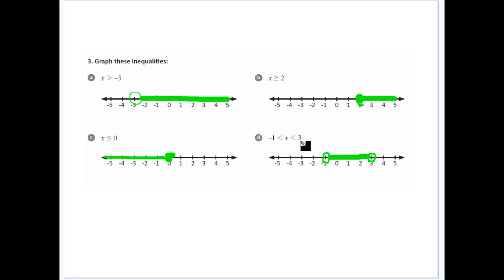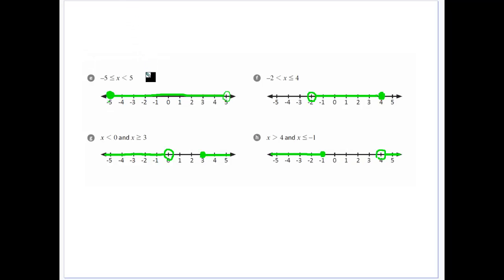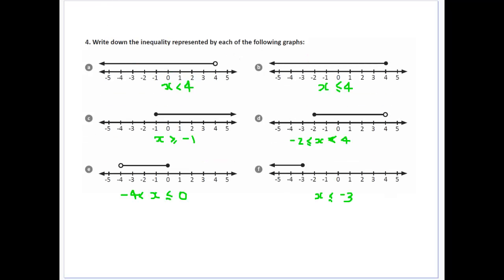We're going between minus 1 and 3. Open circles and between them. x is greater than or equal to minus 5, closed circle, but less than 5 is an open circle. So keep noticing the open circles and the closed circles. Again, open circle, closed circle, open circles, closed circles, and we're going in the correct directions. Hopefully I've got them right.